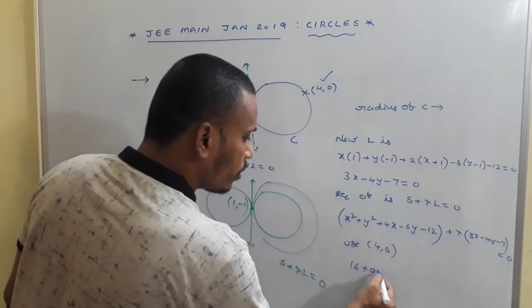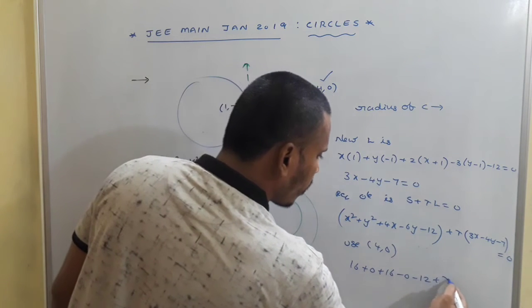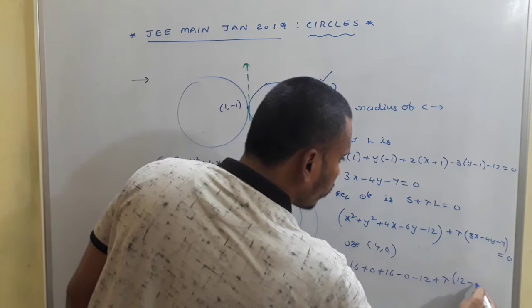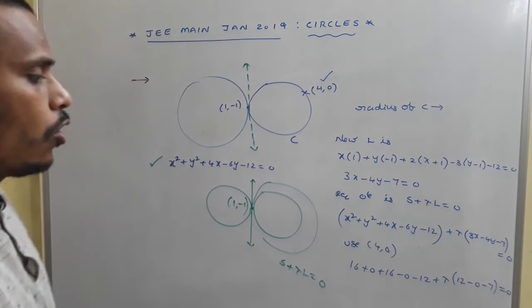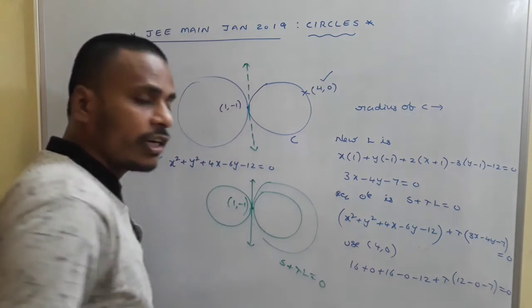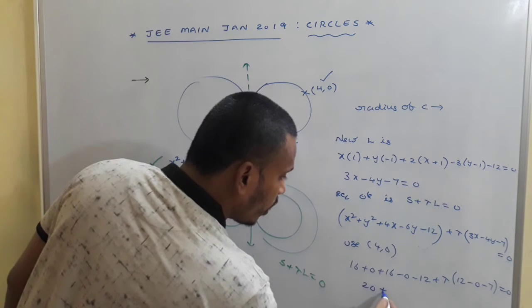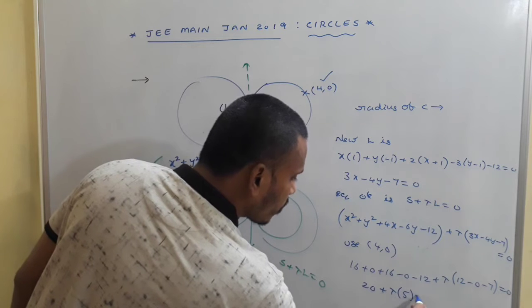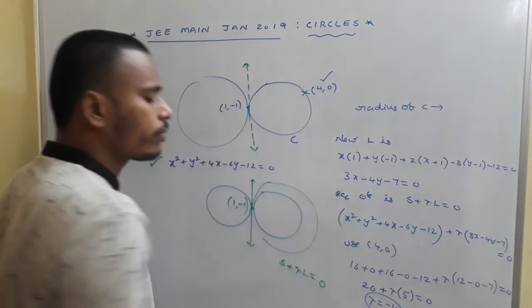16 plus 0, 16 plus 0, minus 12 plus lambda into (12 minus 0 minus 7) is equal to 0. So 16 plus 16 is 32, 32 minus 12 is 20, 20 plus lambda into 5 is equal to 0, and that gives lambda equal to -4.